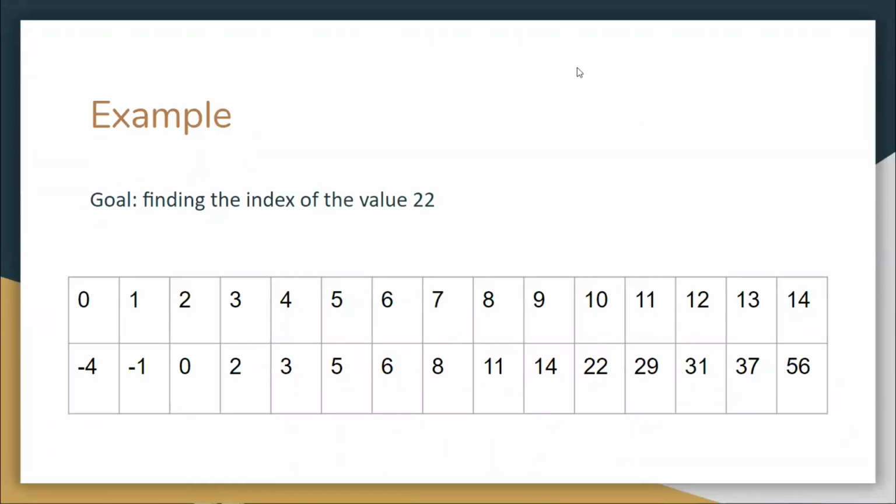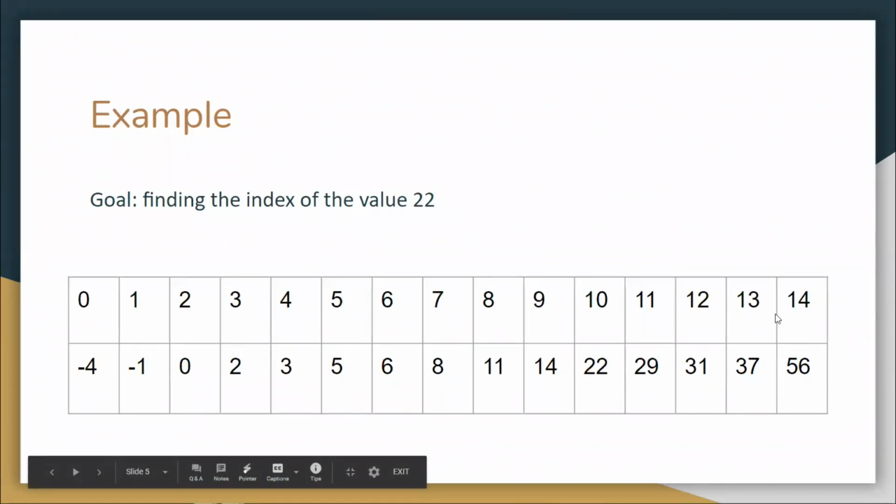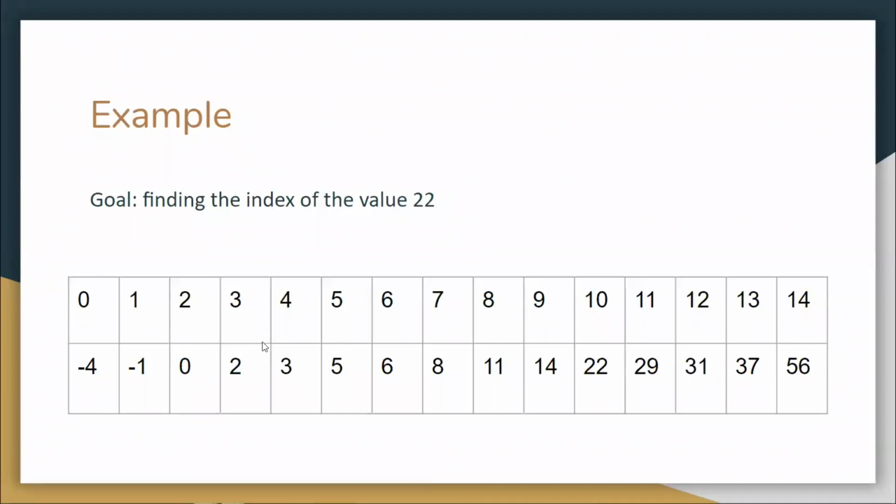This is pretty much going to be a longer example of what I showed earlier. But say we are trying to find the index of the value 22. Well, we know in an array that index values start from 0 to the array length minus 1. So that'll be 0, 1, 2, 3, 4, 5, 6, 7, 8, 9, 10, 11, 12, 13, 14. And each of these index values corresponds to an element. In order for this binary search process to work, this array has to be sorted. And we can see that this is sorted from least to greatest.